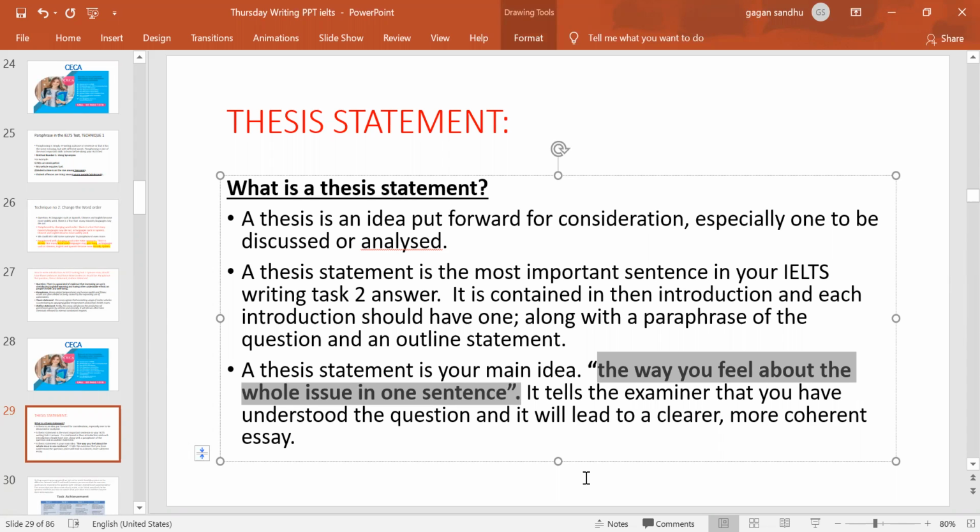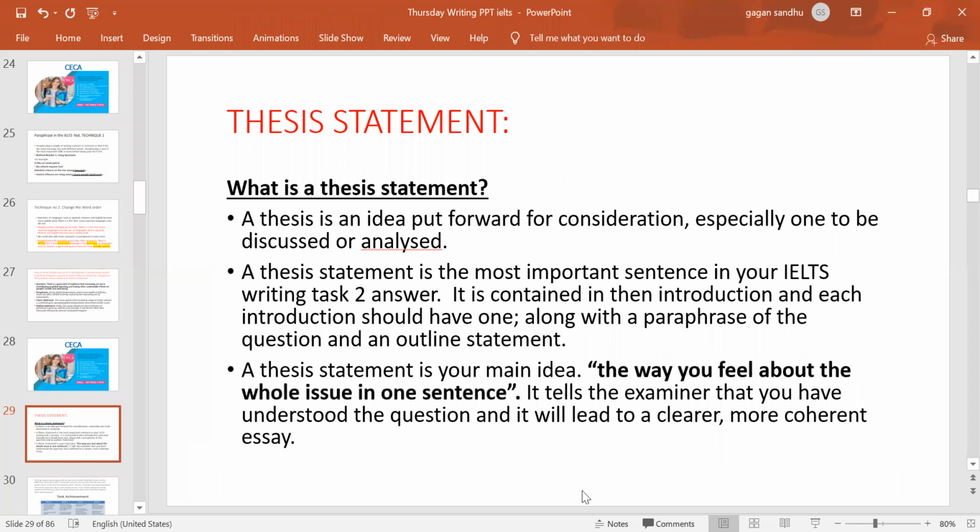So the whole issue of the statement we discussed above is that escalated car usage contributed to the greenhouse effect or global warming, sorry, and health problems, right? So that's the way I feel about the whole issue in one sentence, and I gave it in my thesis, right? Now, why do we need to add this in an opinion essay? It tells the examiner that you have understood the question, first thing, and it will lead to a clearer, more coherent essay, right? So that's why it needs to be there.